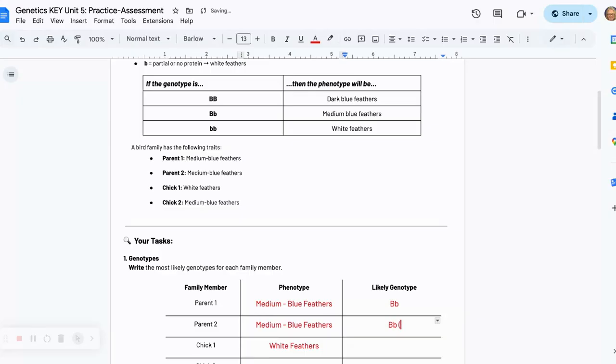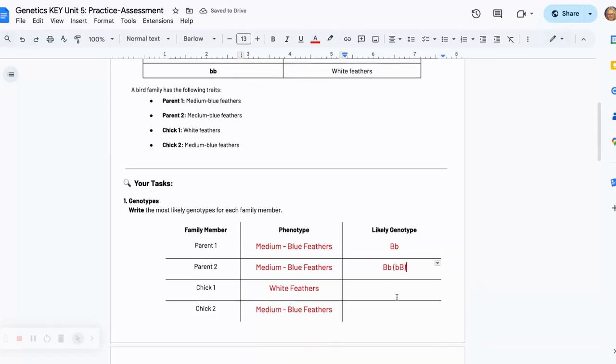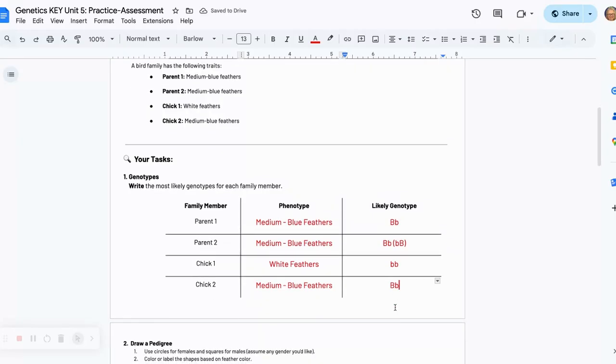By the way, you could do it this way. The order does not matter. Chick 1 has white feathers, so that means it has two partial proteins. So we're going to do a lowercase b and a lowercase b. And then Chick 2 has medium blue, so an uppercase B and a lowercase b.